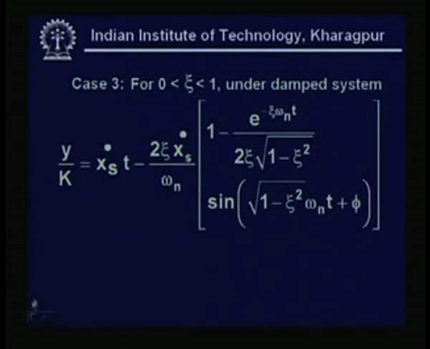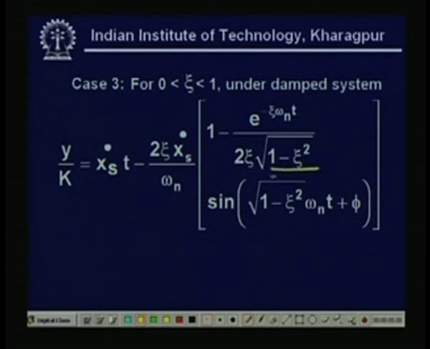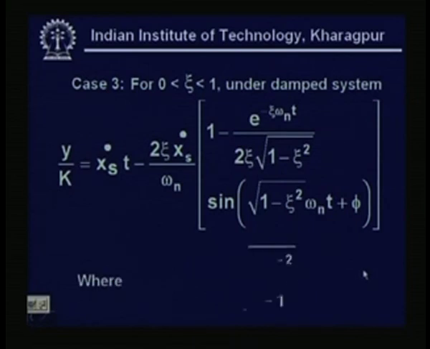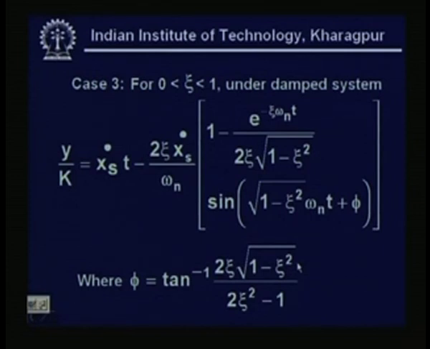You can see here that it is square root of 1 minus xi square, because xi is now less than 1, otherwise it will be an imaginary quantity. The phase shift, so I got a phase shift here, and the phase shift is given by tan inverse 2 xi root over 1 minus xi square upon 2 xi square minus 1.